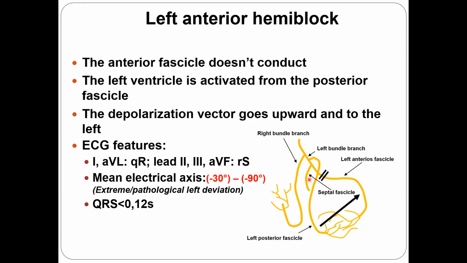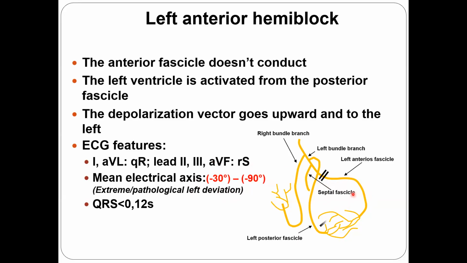Very simple. Anterior hemiblock will cause an extreme left deviation, because the anterior part of this fascicle can be activated only from posterior. And the posterior fascicle is running, let's see, to the right, to the left, and on the back of the ventricle.